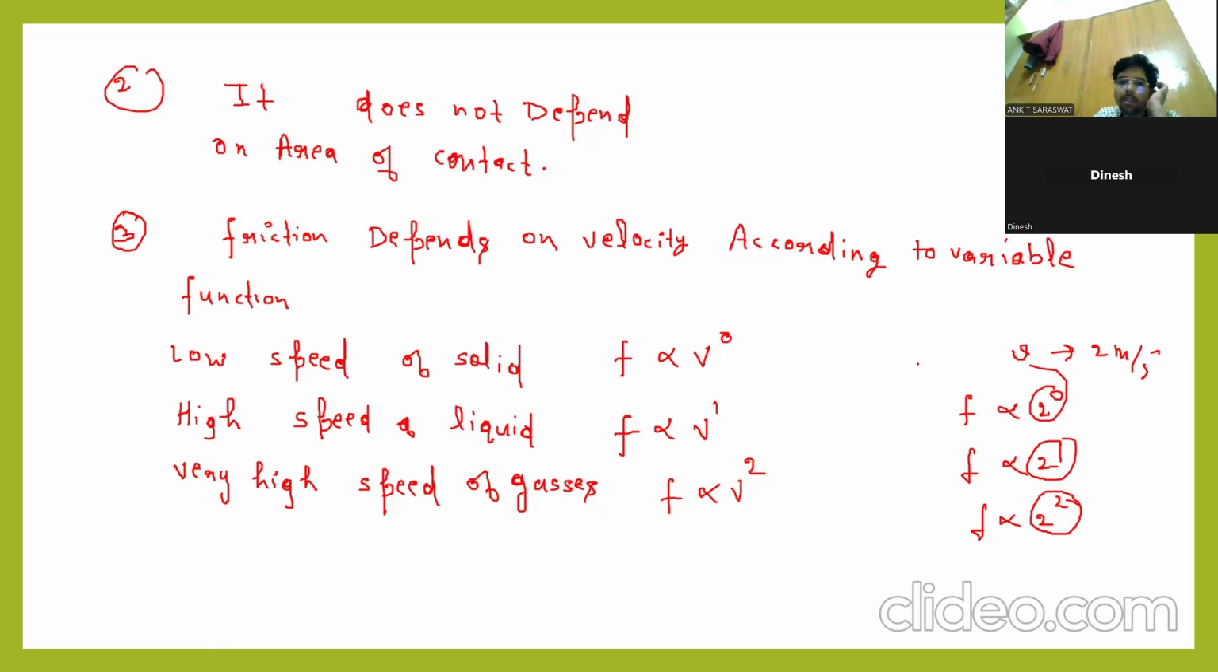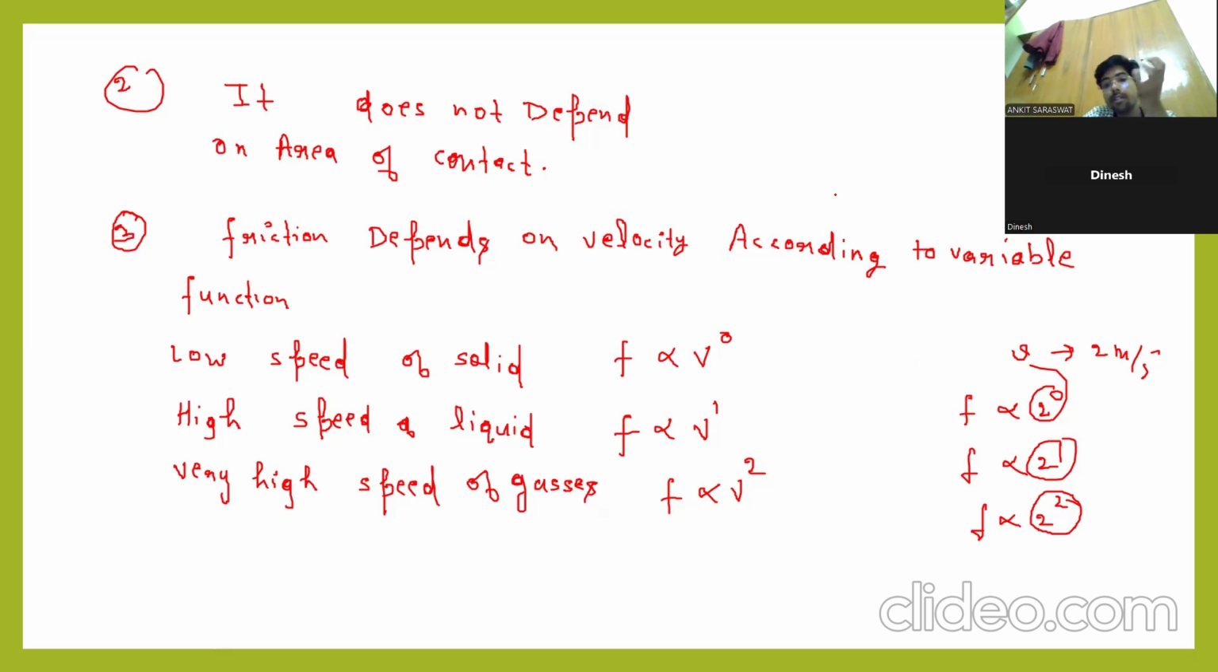According to the variable function, if the speed is low, for a solid, you can use this relation: F is directly proportional to v to the power 0. There is no change in friction. Similarly, for liquids moving at very high speed, friction is directly proportional to v to the power 1. So if they give you the direct value of v, you can find it. For very high speed of gases, v to the power 2.